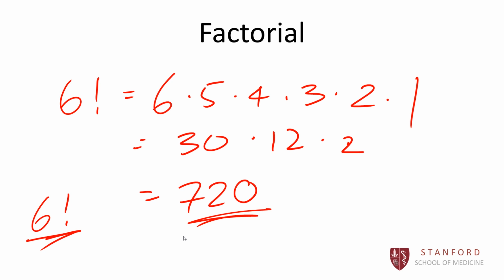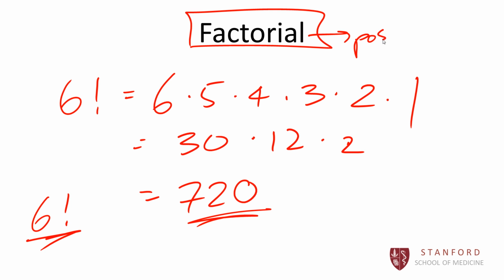One thing to know about factorials is that you can only take the factorial of a positive integer. You can't take factorials of negative numbers and get a real solution. One thing you'll have to remember about factorials is what 0 factorial equals. 0 factorial equals 1. Again, 0 factorial is defined as 1.